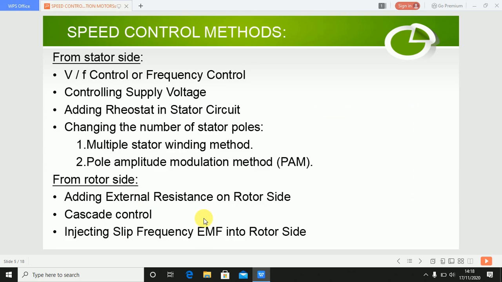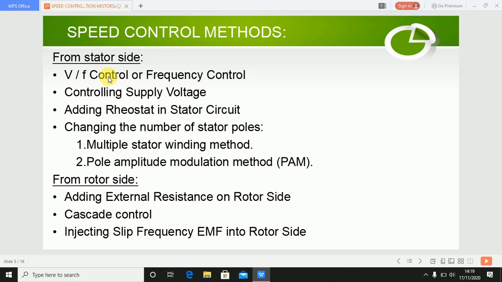And then speed control methods. First of all, what is the need of controlling the motor speed? As we know that motors are used in different applications, and in different applications they are working at different speeds. For example, some types of loads require constant speed, and some types of loads require variable speed. For example, in a traction motor.